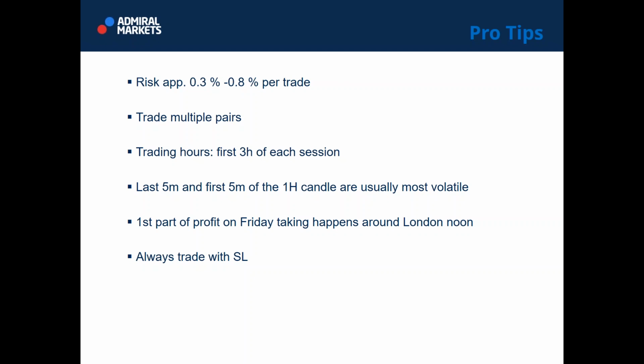Best pairs for this are majors during the London and New York sessions, and yen pairs during the Asia session. Stick to majors, and then when you're familiar with it, you can trade even minor sessions. Okay?